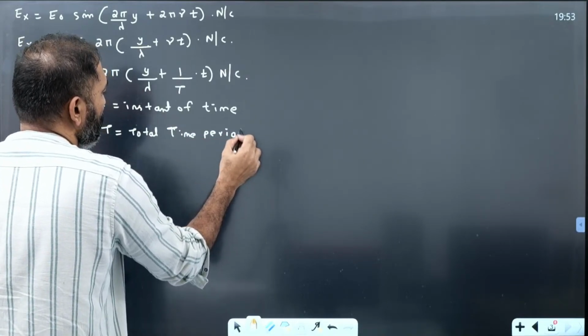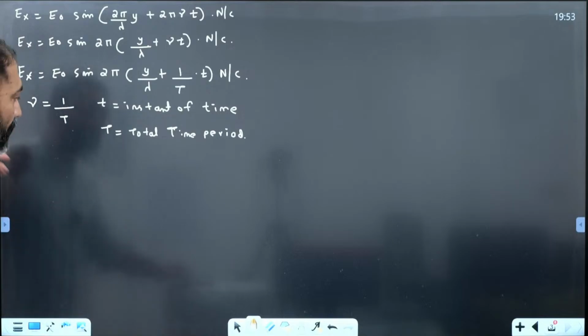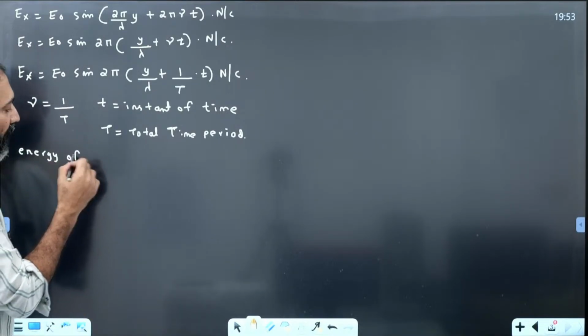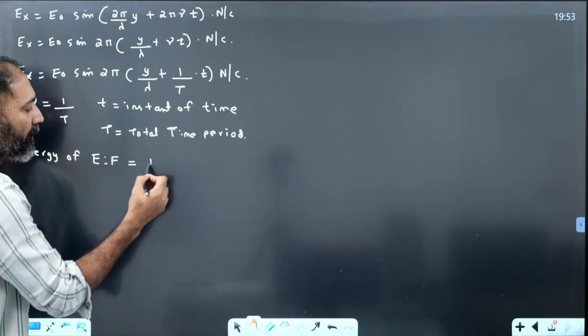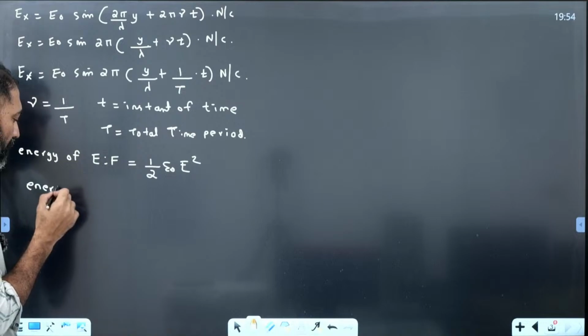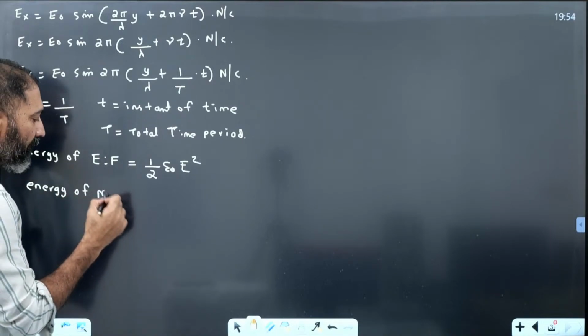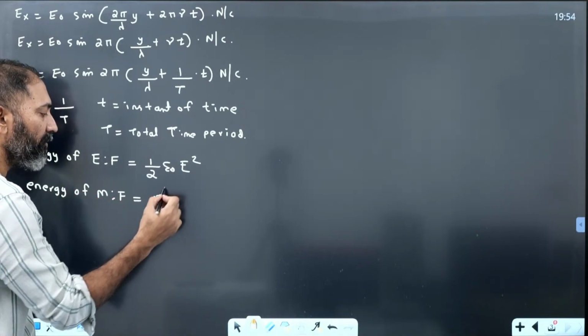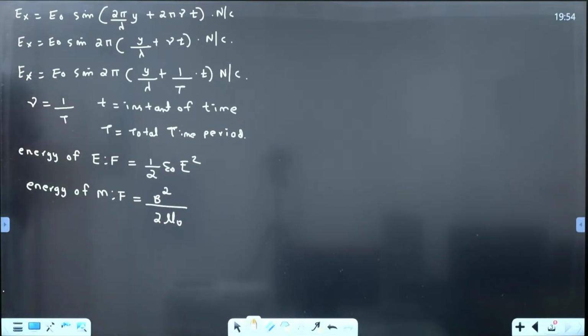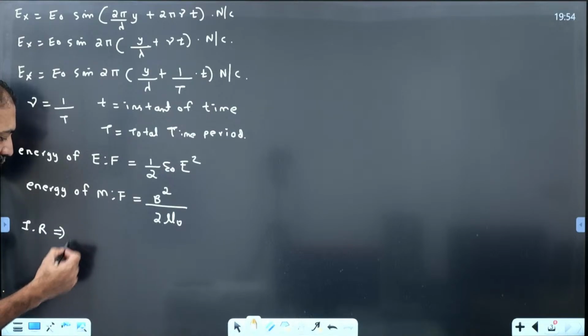Now, energy of electric field is equal to half epsilon 0 E square. Energy of magnetic field is B square by 2 mu 0. Energy of electric field is half epsilon 0 E square. Energy of magnetic field is what? B square by 2 mu 0. Please remember this equation.